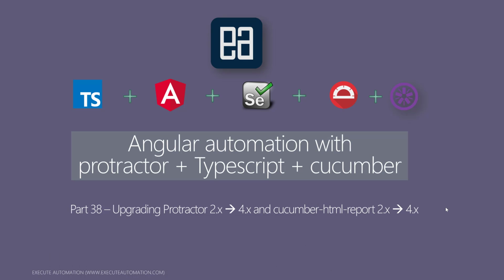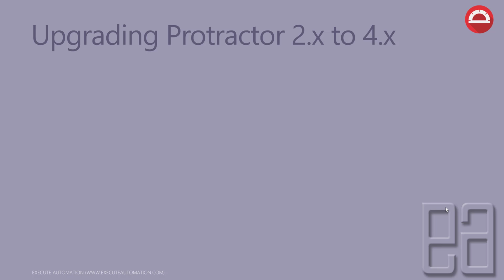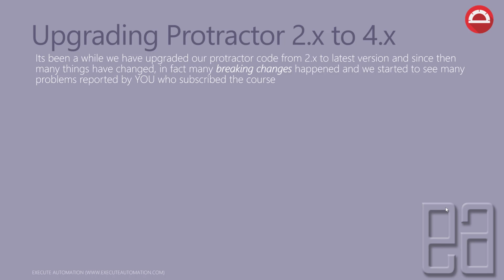And today we're talking about upgrading Protractor 2.x to 4.x and Cucumber HTML report from 2.x to 4.x. Well, it's been a while since we upgraded our Protractor code from 2.x to the latest version. And since then, many things have changed. We have been using 2.0 for a long time. And in fact, there were many breaking changes.